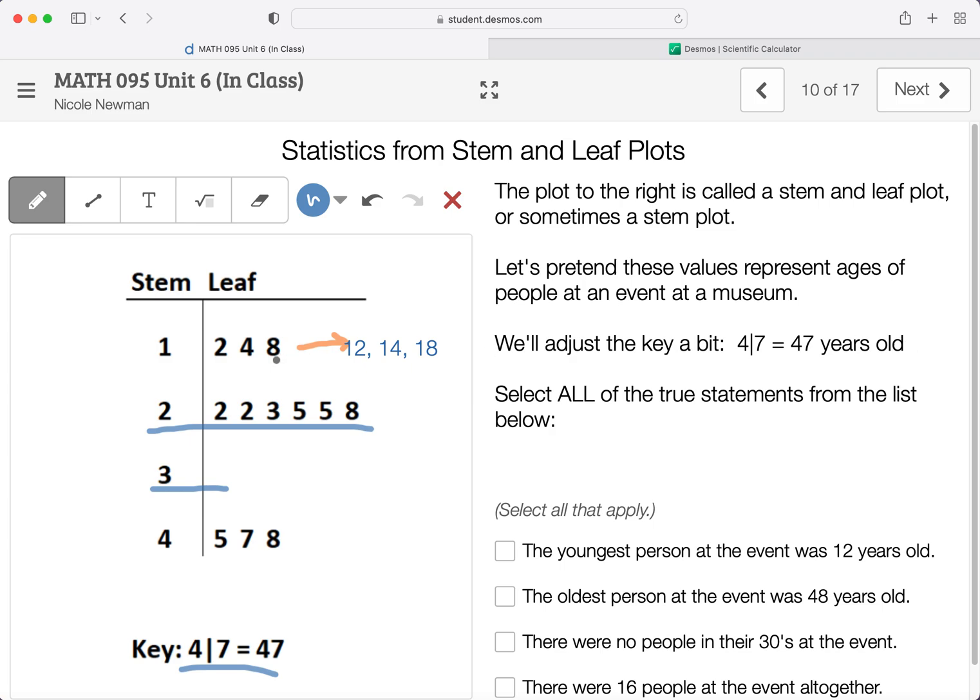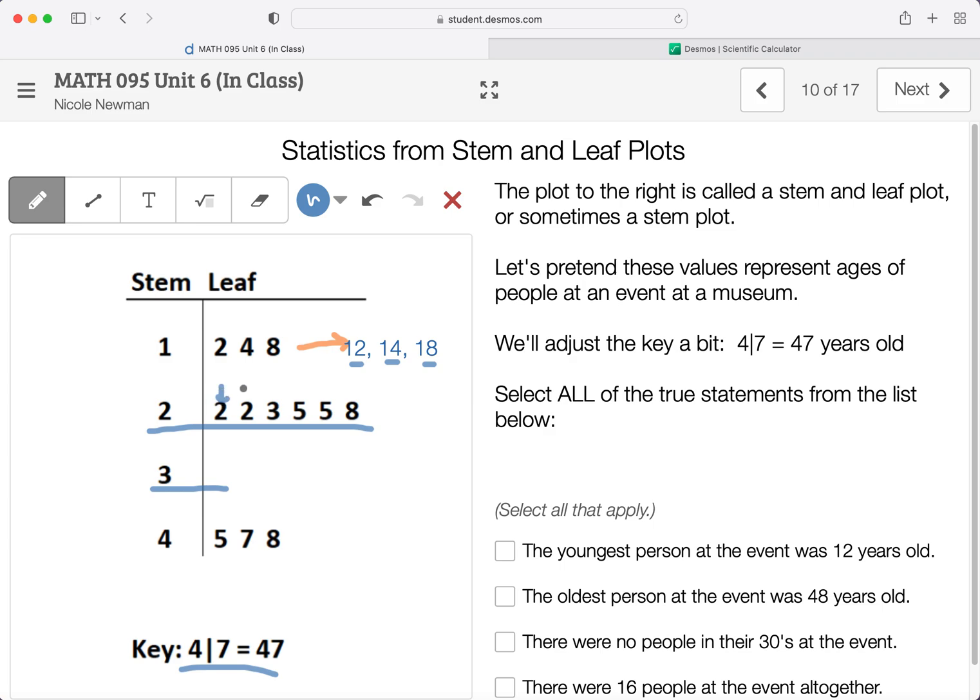So we have people that are going to an event at the museum. Somebody has asked for their ages and recorded them and then organized this. This top row means that we had someone who was 12 that visited, and a 14-year-old and an 18-year-old. So if you wrote out the list, you would have all of those. Usually we don't write out the whole list.